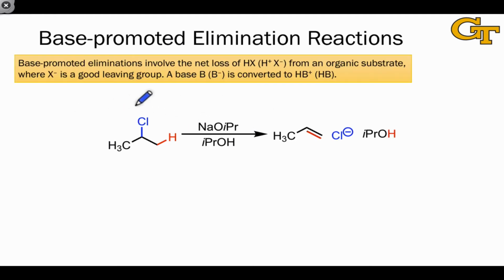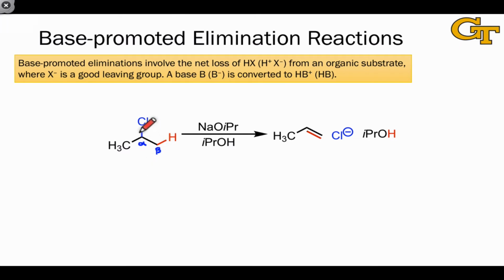Here's an example of a base-promoted elimination reaction. Within the substrate, we can identify a few things. First of all, this is an alkyl halide. It's an electrophilic alkyl halide that could, in theory, engage in nucleophilic substitution. But when the alkyl halide has hydrogens at the beta position, that is, linked to the carbon adjacent to the carbon bearing the leaving group, the possibility of elimination exists as well.